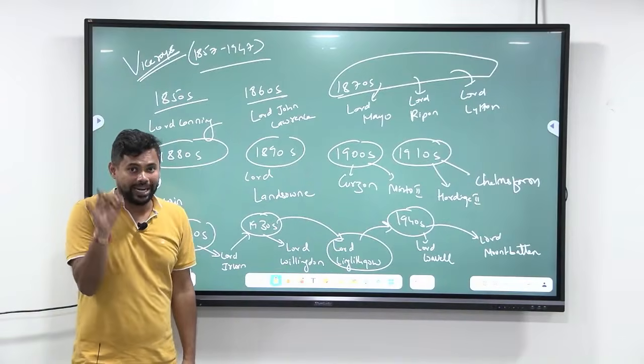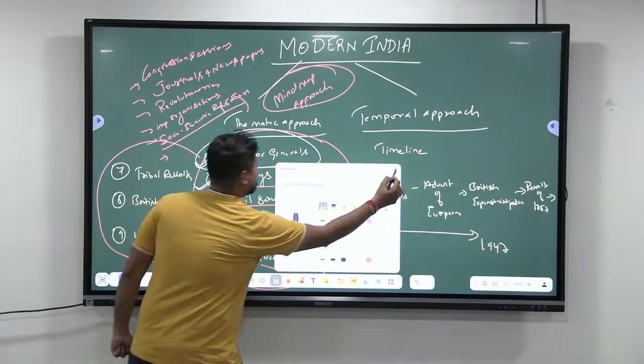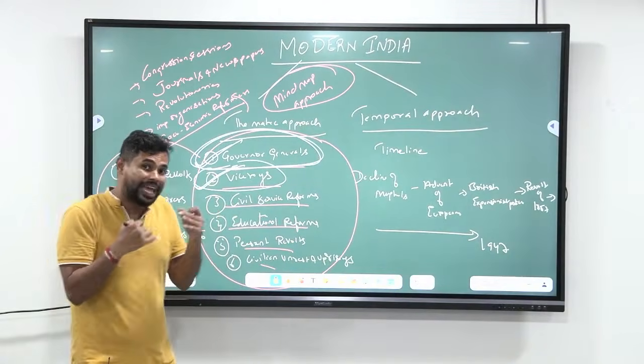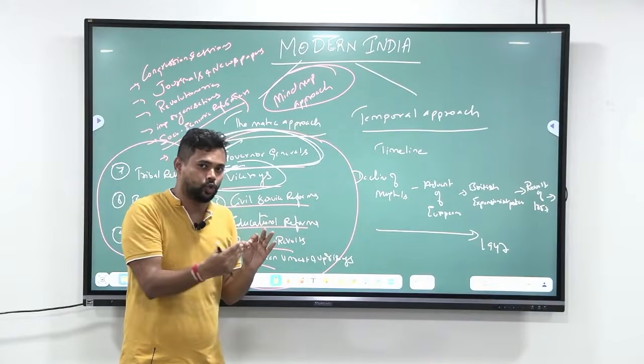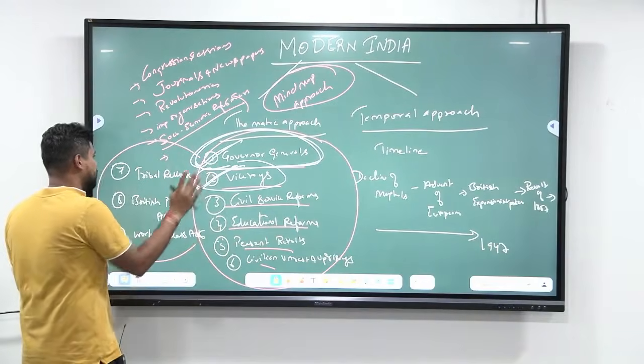So now we have done the mind maps of two thematics. One is we have done with the Governor Generals, and then we have done with the Viceroys. How to capitalize on this, I will tell you in some time. Just believe me and just complete the episode and keep writing along with me. You will see the benefits of the mind maps. So we are done with the Governor Generals, we are done with the Viceroys.